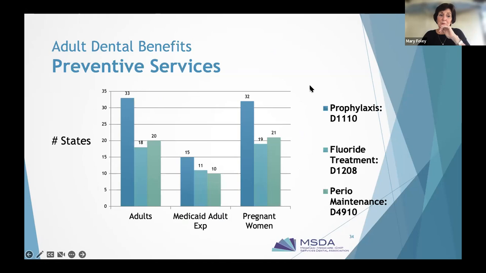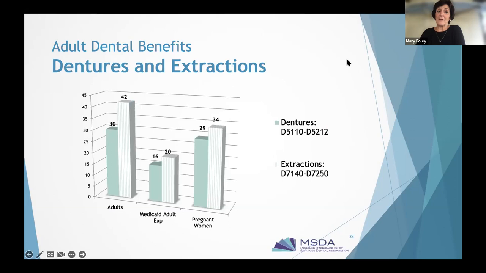Adult preventive, we also looked at adults. We said earlier that adult dental services are not mandated under federal law. Again, this is back in 2016, and we wanted to know the number of states that actually had some kind of dental preventive benefit. You can see this is where states were back then. When we look at adult dental benefits, dentures and extractions, sad to see that more states did cover that. But again, this has changed a lot, going back to this last slide. A lot of this has really changed.